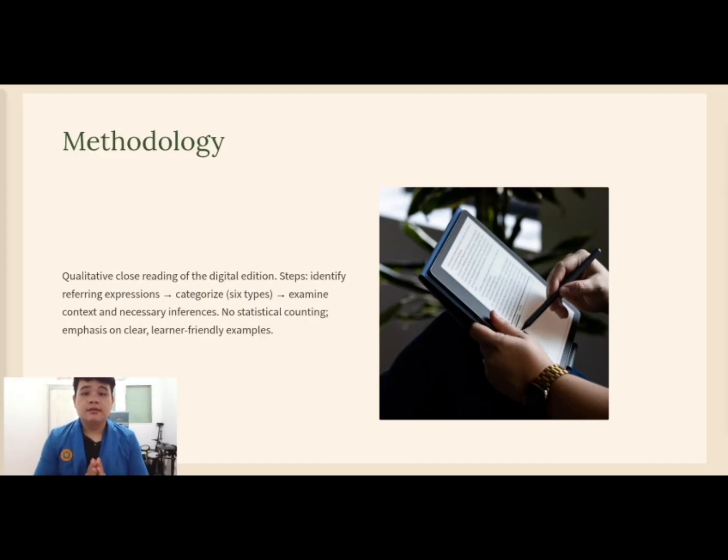For this study, we are using a qualitative close reading approach, specifically analyzing the digital edition of the text. Our process follows 3 main steps. First, we identify the referring expressions in the text. Next, we categorize them into 6 distinct types. And finally, we examine the context and look at the necessary inferences required to understand them.